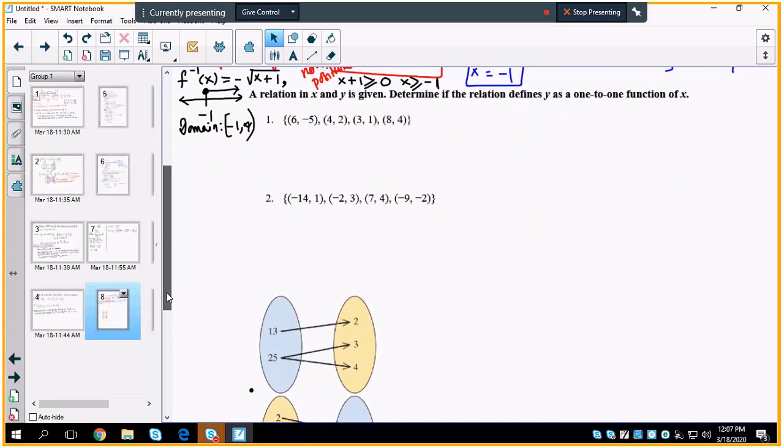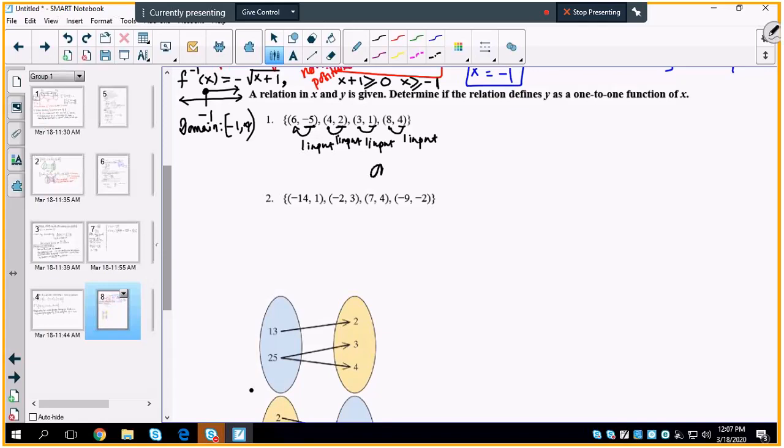The next set of examples we're going to execute use the things we have already talked about previously. A relation in x and y is given. Determine if the relation defines y as a one-to-one function of x or not. So what you are looking for are the outputs. Negative 5 has exactly one input. 2 has exactly one input. 1 has exactly one input. 4 has exactly one input. So all the outputs have exactly one input. So it is 1 to 1.